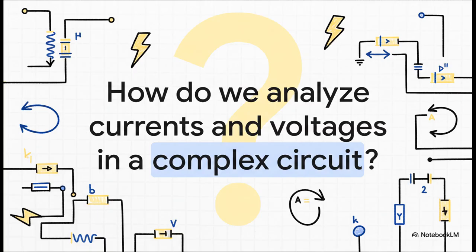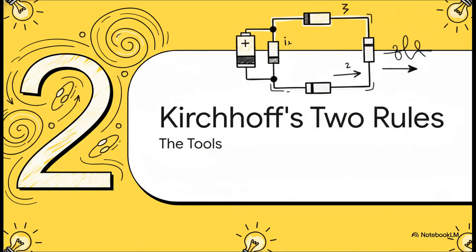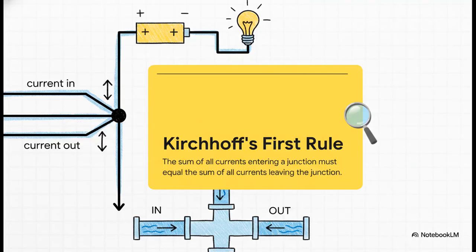So that brings us to the big question, right? If we can't simplify it, how on earth do we figure out the current flowing through each part of the circuit or the voltage across each component? We need a more powerful, more fundamental approach. And that approach is built on two incredibly elegant but powerful rules. And these aren't just some clever tricks somebody made up. They are direct, undeniable consequences of two of the most fundamental laws in physics, the conservation of electric charge and the conservation of energy.